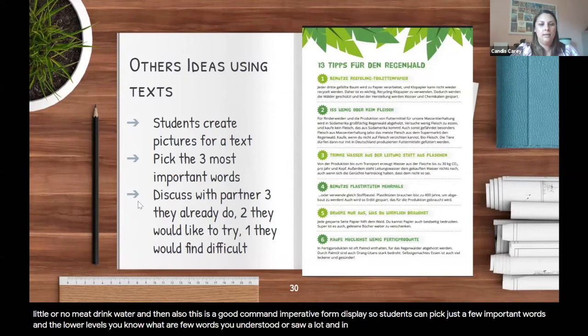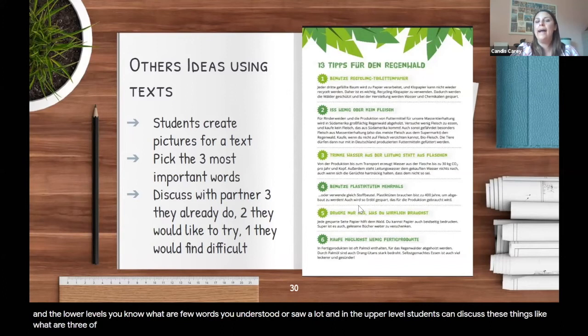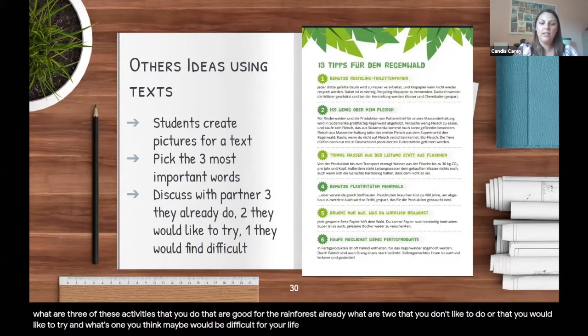And in the upper levels, students can discuss these things, like what are 3 of these activities that you do that are good for the rainforest already? What are 2 that you don't like to do or that you would like to try? And what's one you think maybe would be difficult for your life? So I like to use a lot of these for discussion points.